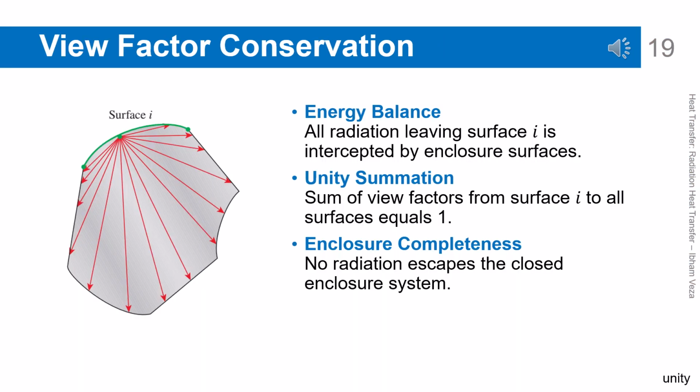View factor conservation. In a closed enclosure, all radiation leaving one surface must strike other surfaces inside the enclosure. Therefore, the sum of all view factors from one surface to all other surfaces is always equal to 1. This principle is a form of energy conservation for radiation. No radiation escapes from a closed system. This rule is very important as a consistency check for calculations.